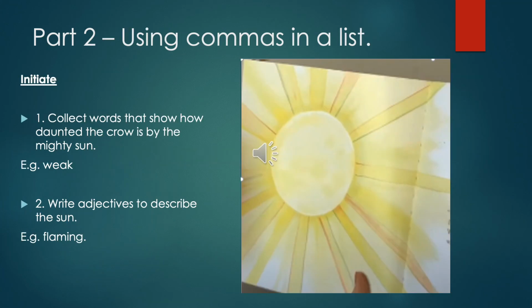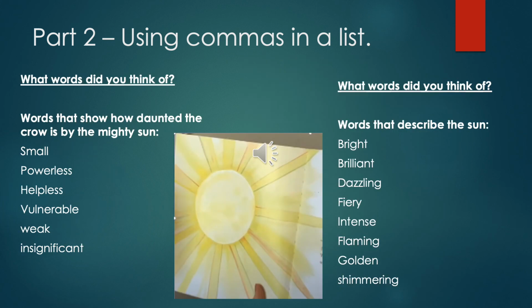Using commas in lists. Initiate. Number 1. Collect words that show how daunted the crow is by the mighty sun. An example is weak. Number 2. Write some adjectives to describe the sun. For example, flaming. What words did you think of?